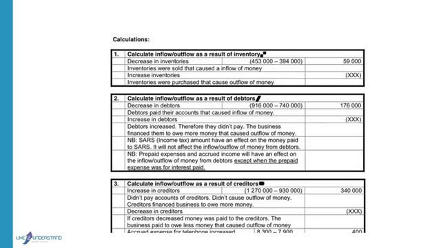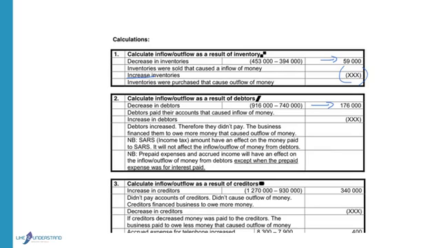If we look at the calculations and we just follow up on what happened here, then we see that there's a decrease in inventories. That means that we sold inventory, so there was an inflow of money. If there was an increase in inventories, we bought more inventory, then there would be an outflow of money. If we look at the debtors showed a decrease. That means the debtors paid and there was an inflow of money.